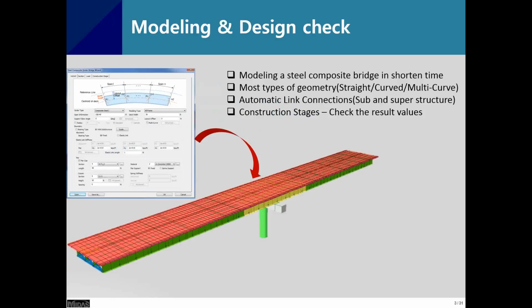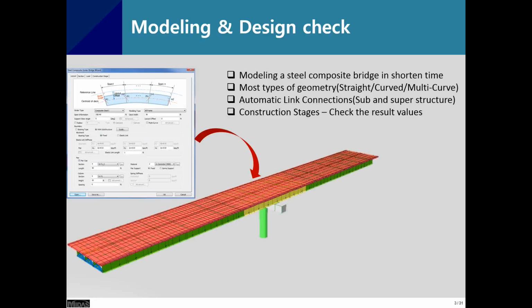So basically, today's model example is a steel composite bridge. I created this bridge by using the steel composite bridge widget. I want to talk about why you have to use a steel composite bridge widget when you're doing steel composite bridge modeling. First, it takes shortened time compared to other methods such as creating nodes and elements, over 1,000 nodes and elements. Using the steel composite bridge widget is much better than just using the node and element approach.